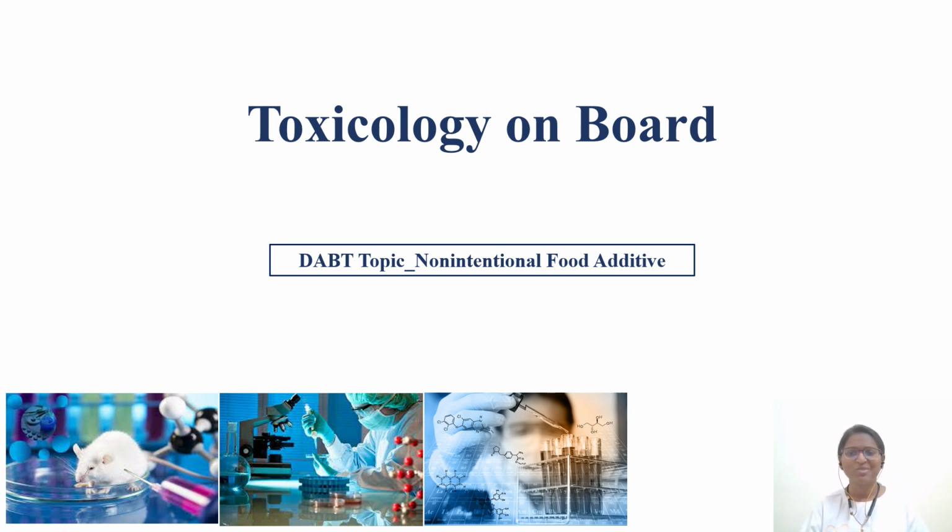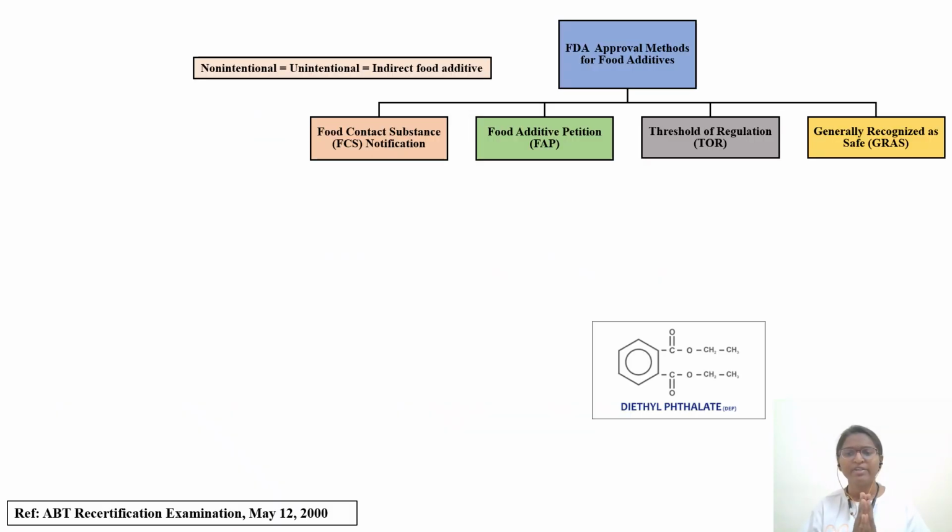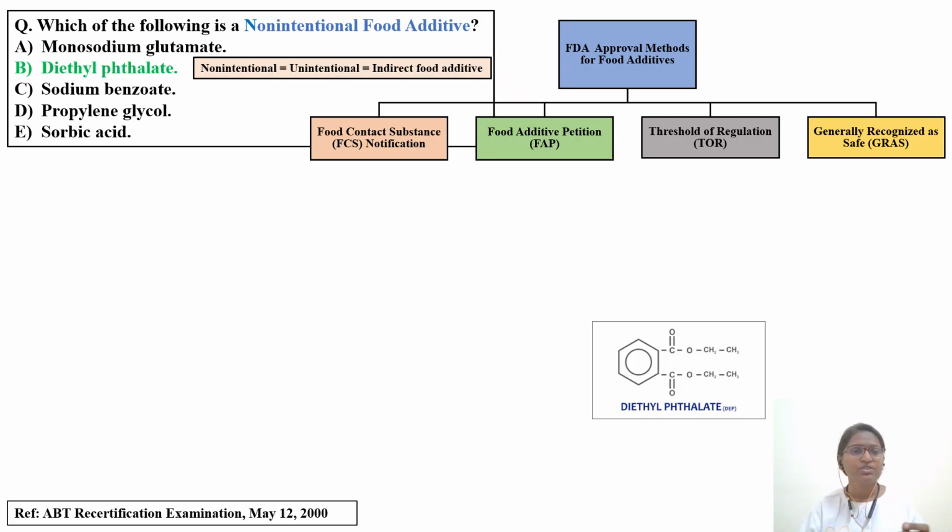Today in this video we'll be discussing another important topic, that is non-intentional food additives. We'll be discussing the process by which the FDA gives approval to food additives. This question is taken from the ABT recertification May 12, 2000 question paper, and the question is: which of the following is a non-intentional food additive? We need to identify, out of the five options, the one which is not a food additive.